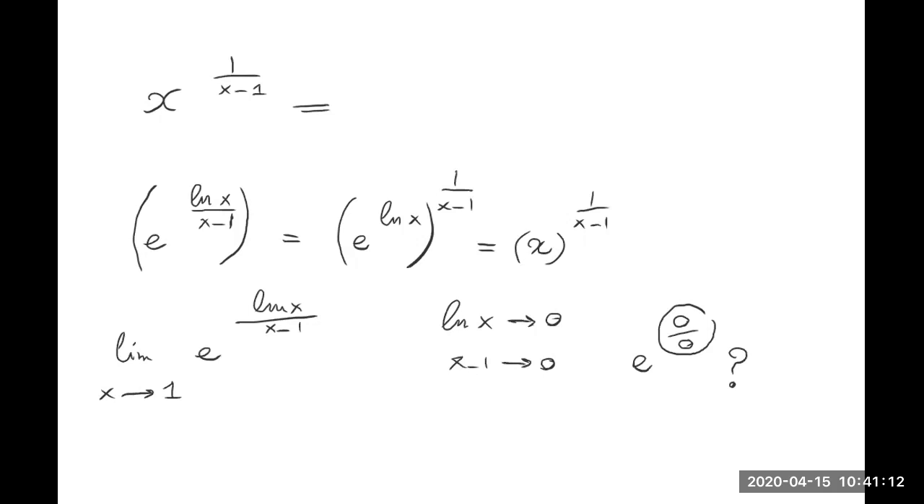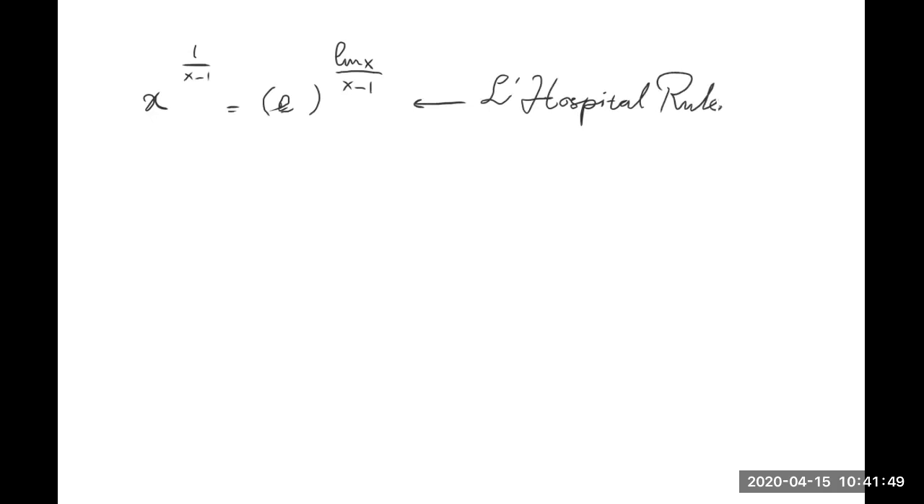L'Hopital, yeah. Okay, so again, let me erase these. So the idea was to write x to the power 1 over x minus 1 as e to the power ln of x over x minus 1, and then use L'Hopital rule. How can I do that? Here we have ln of x over x minus 1.